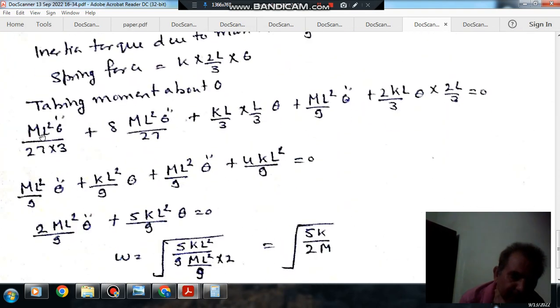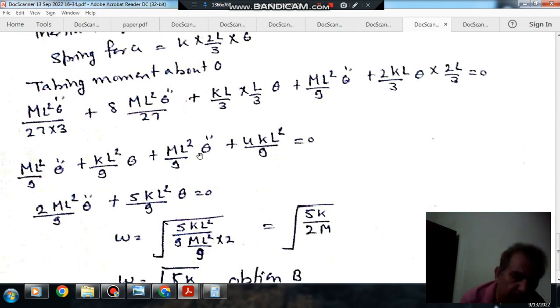So this will be like that, ml square theta double dot by 27, putting the values of I1 and I2. So it will be ml square theta double dot 20 divided by 27 into 3 plus 8 ml square theta double dot by 27. And similarly the kL spring force and the other spring force, and this is due to the mass. Okay. Now separating the coefficient of theta double dot, modifying this equation. So the theta double dot coefficient will be here. If we solve this, this is the coefficient of theta double dot, this is also the coefficient of theta double dot, and this is also the coefficient of theta double dot.